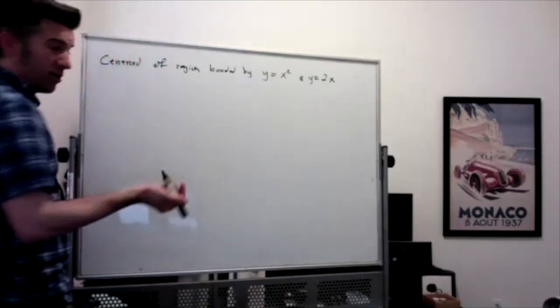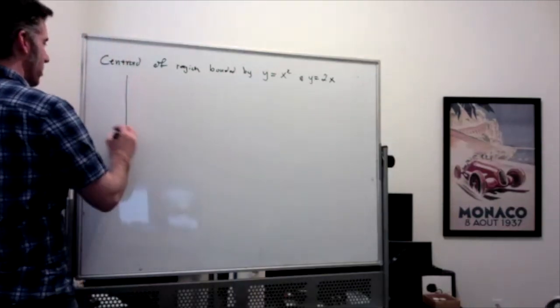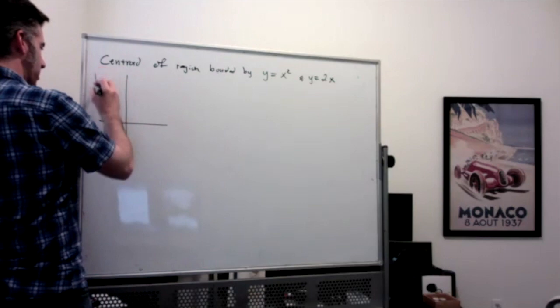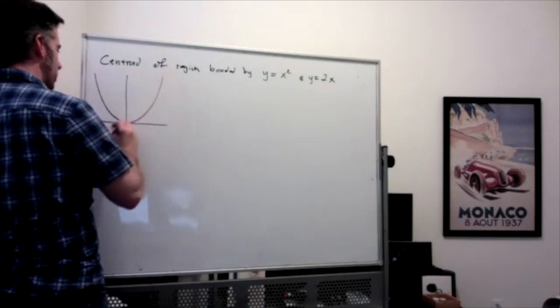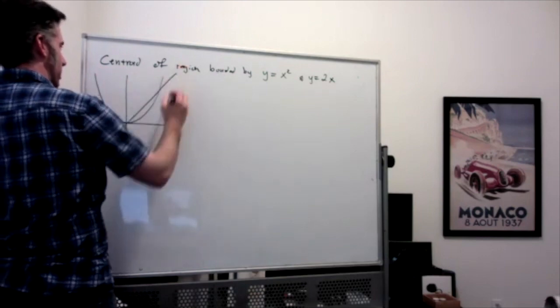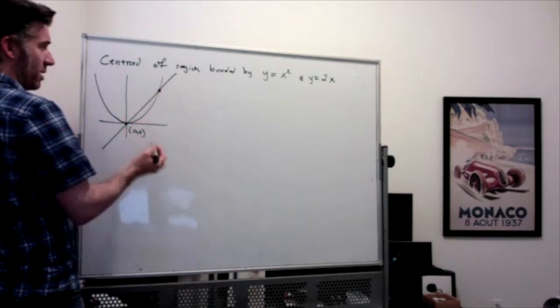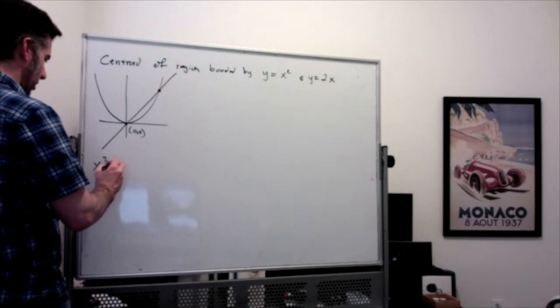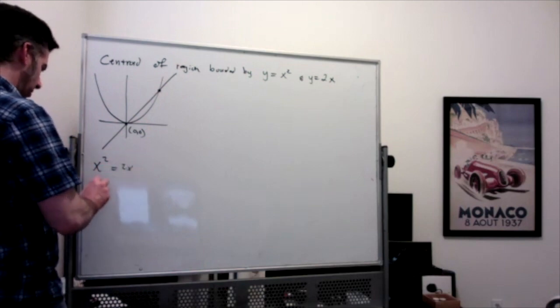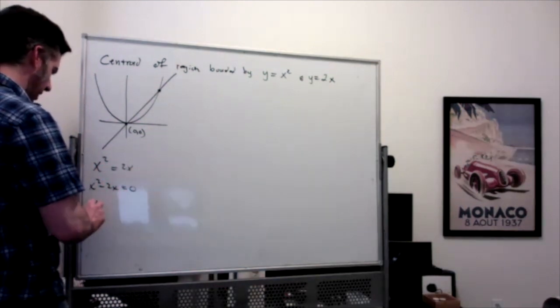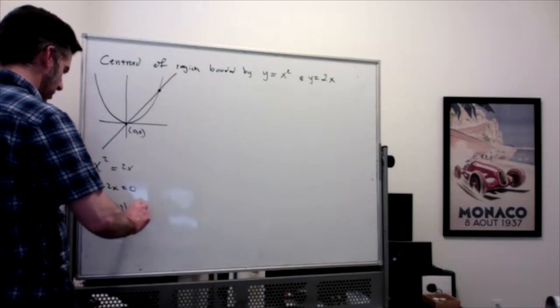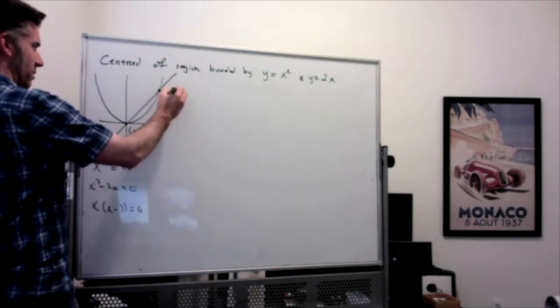So I'm going to graph it. We don't have to graph it, we can totally see where those intersect. y equals x squared looks like this. y equals 2x looks like this. They definitely intersect at (0, 0), and we can set them equal to each other. x squared equals 2x, x squared minus 2x equals 0, x times (x minus 2) equals 0. So x is going to be 2, y is going to be 4.